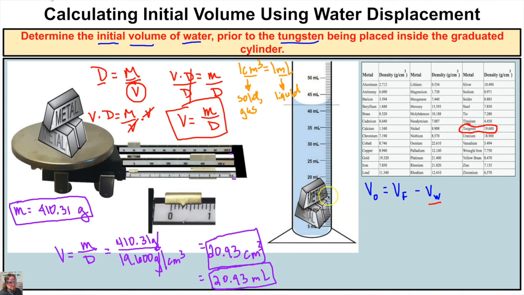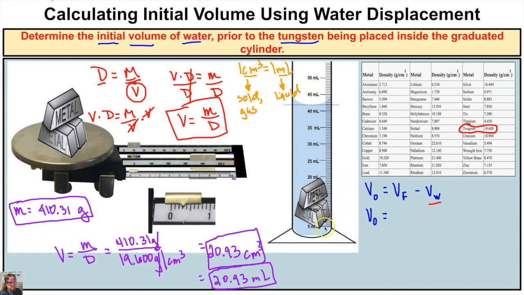And so now that we know the volume of our tungsten, we can now plug that into this formula right here and solve for the initial volume of the water. Keep in mind that the initial volume of the water is going to be the final volume of the water minus the volume of our tungsten. So what is the final volume of our water? Well, let's take a look at our graduated cylinder.